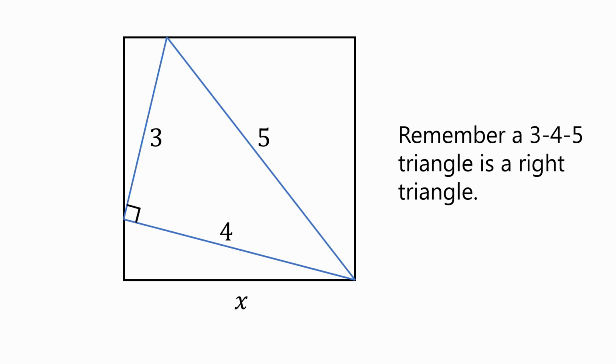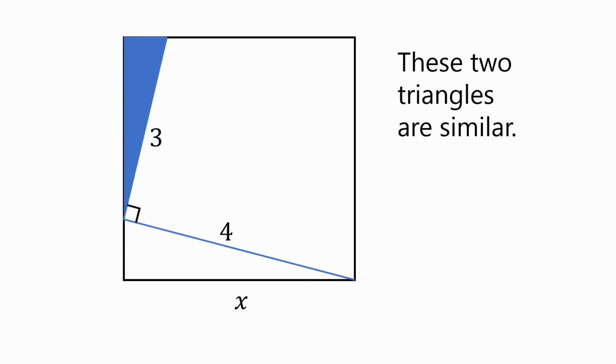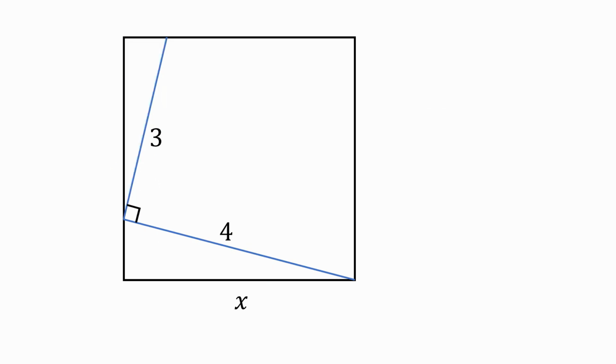Now let's focus on these two triangles. We're going to show that this triangle, lower left, is similar to this triangle, upper left. How can we do that? We're going to show that they have exactly the same angles. To get started, let's label this angle as a.